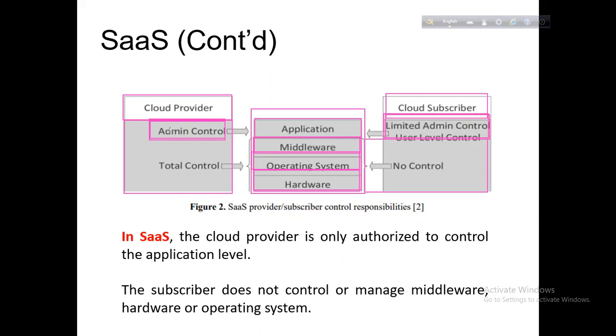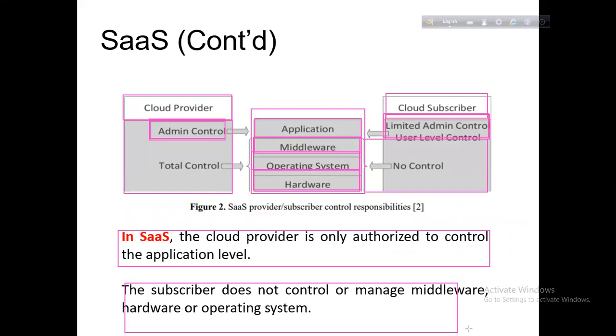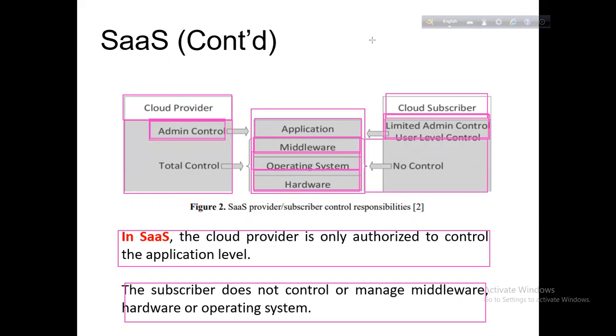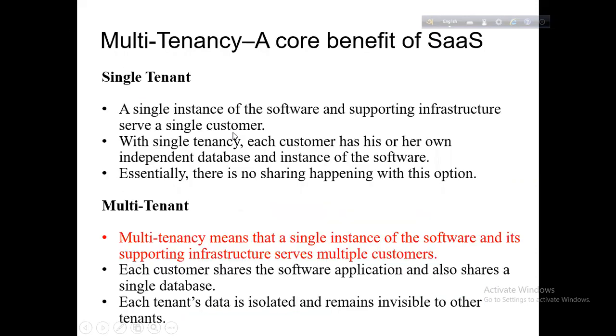So in software as a service, the cloud provider is only authorized to control the application level. This is the important point here. The subscriber does not control or manage middleware, hardware, or operating system. So the cloud provider has complete control over these. This is what we have with software as a service.